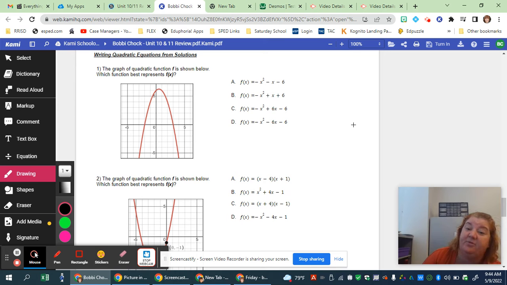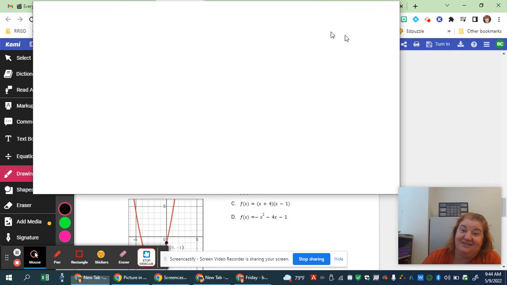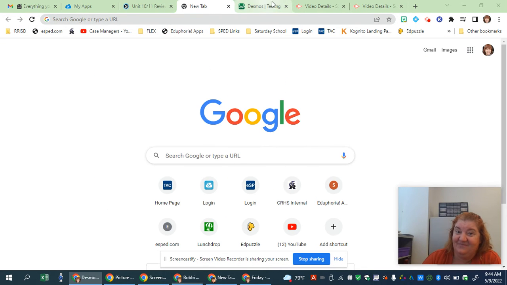Okay, you have a couple of ways you can do this. You can put each of these into Desmos. That's what we've taught you to do. Or you can factor them and see what the solutions are. Honestly, I would put it in Desmos. So let's put each of them in Desmos.